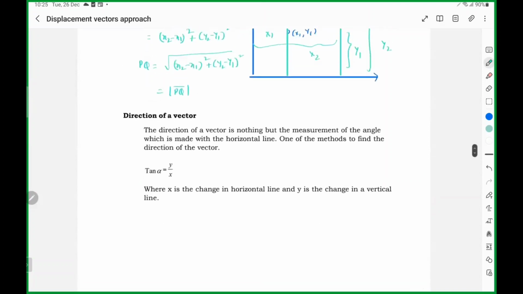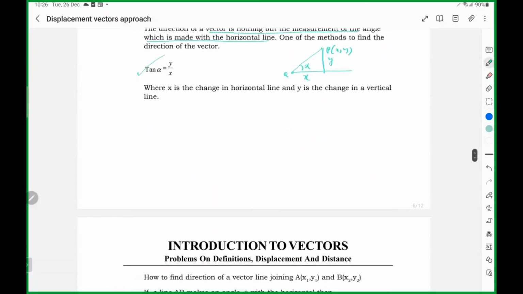Here direction is nothing but the measurement of the angle which is made with the horizontal line. It is a horizontal line. Here is a point (x, y). What is the direction which this vector QP makes with the reference line or horizontal line, say alpha. If you drop a perpendicular, it is y, it is x. Tan alpha is y by x.